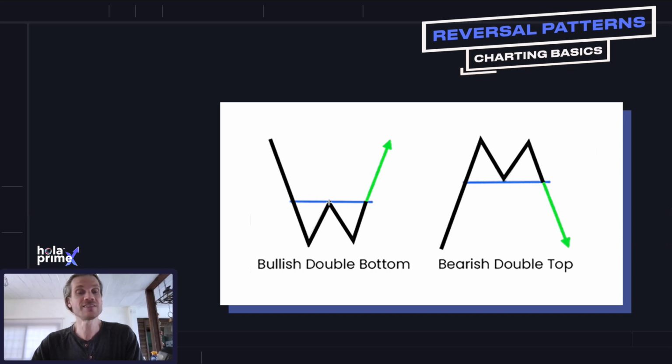The sellers take control again, but are unable to push the price action below the previous bounce. They're not able to put in a lower low. Buyers again show up here, now with a solid foundation on support. Bulls then need to push the price action above this previous confirmation line and put in a higher high. This then confirms a bullish double bottom has occurred. The same happens in the inverse with a bearish double top.